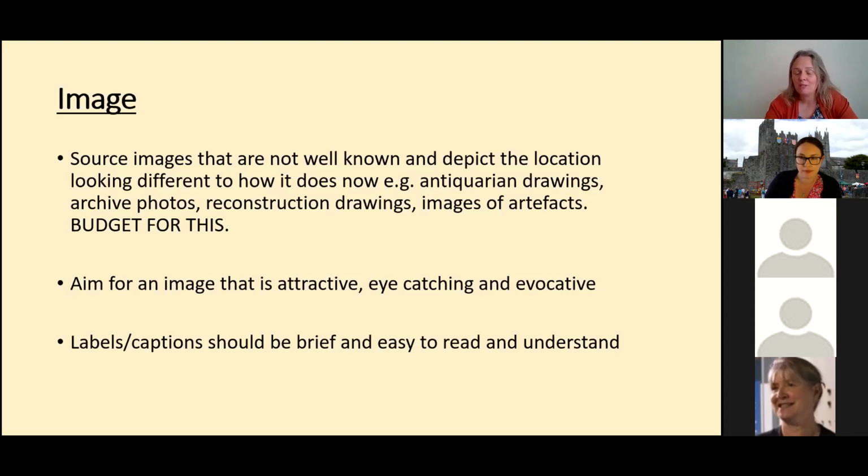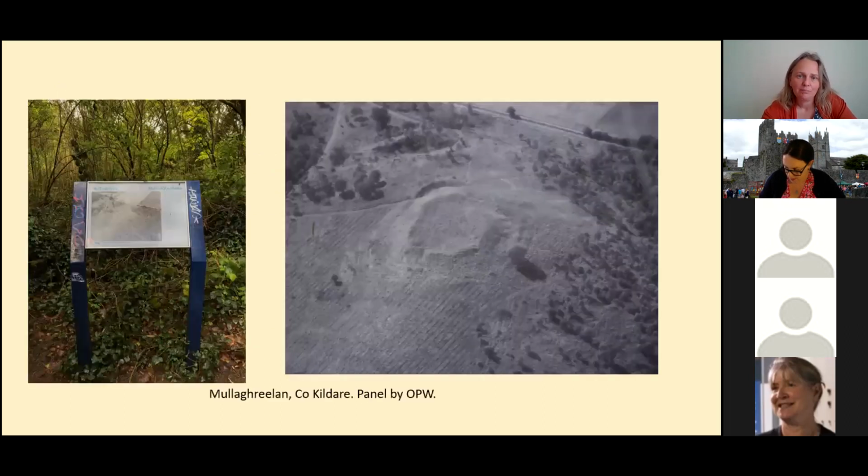There's no point in putting a photograph of how the site looks now on a panel because they're standing in front of it. They can see what it looks like now. So you want to give them something different to think about. Maps are also useful, and old maps, antique maps, can be very useful and give a lot as well. Labels and captions make them clear, brief, easy to read, easy to understand, and so on as well.